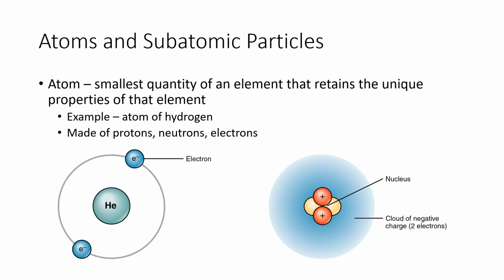An atom is the smallest quantity of an element that retains the unique properties of that element. So for example, an atom of hydrogen is a unit of hydrogen, the smallest amount of hydrogen that can exist. Atoms are made up of even smaller subatomic particles, which include protons, neutrons, and electrons.